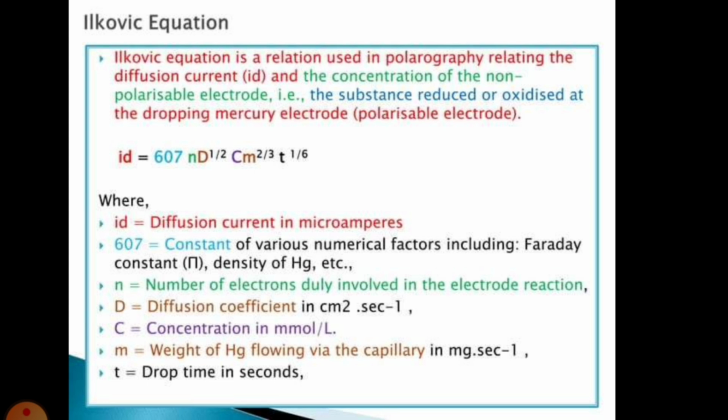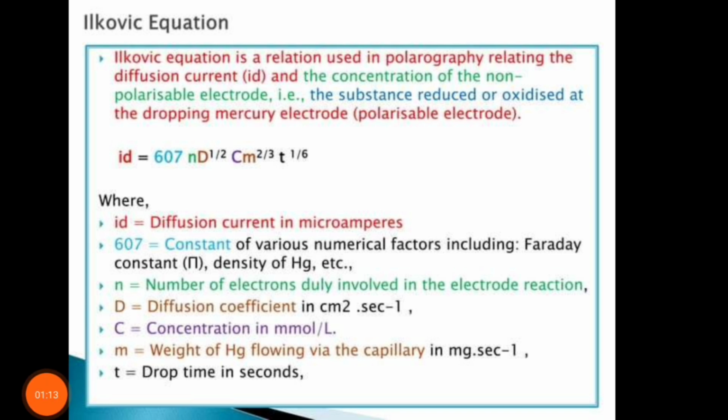The equation for the current is Id = 607 n D^(1/2) C m^(2/3) t^(1/6), where Id is the diffusion current in microamperes, and 607 is a constant of various numerical factors including the Faraday constant and density of Hg, etc. n is the number of electrons involved in the electrode reaction, and D is the diffusion coefficient in centimeter square second inverse.